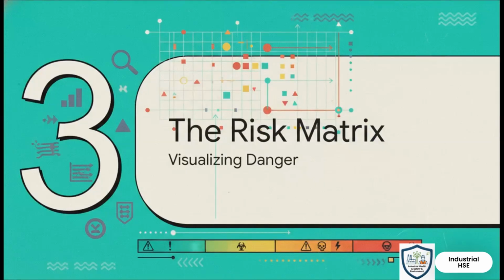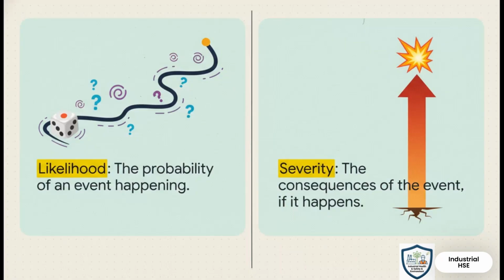Now, in step 2, analyzing the risk, professionals have this incredible tool they rely on, the risk matrix. Honestly, this thing is a total game changer for taking abstract data and turning it into a clear, visual picture of the danger. And the whole matrix is built on these 2 really simple but powerful ideas.